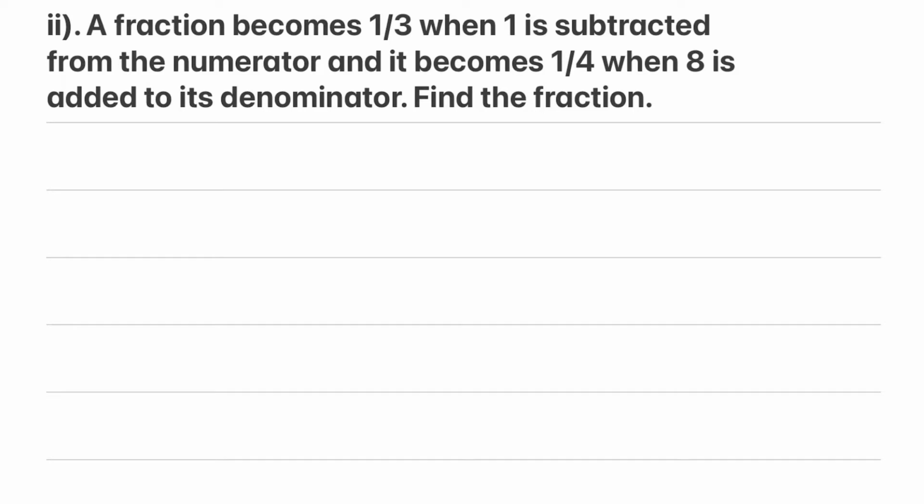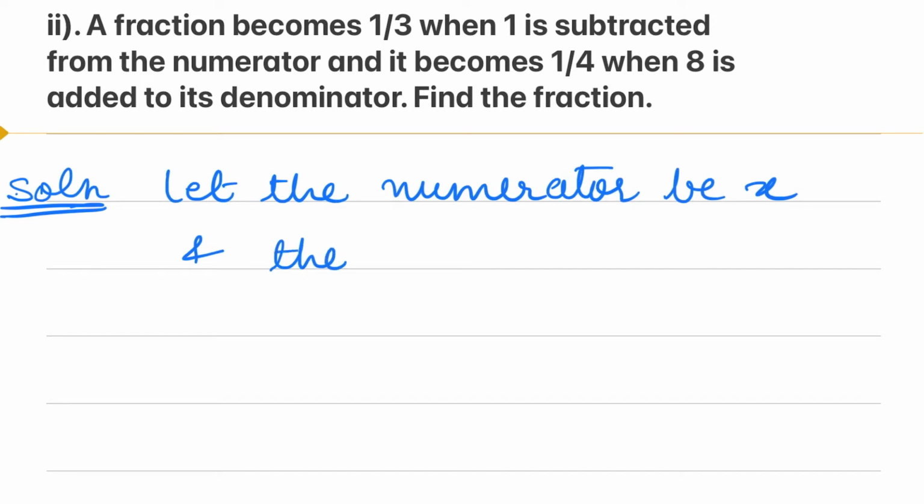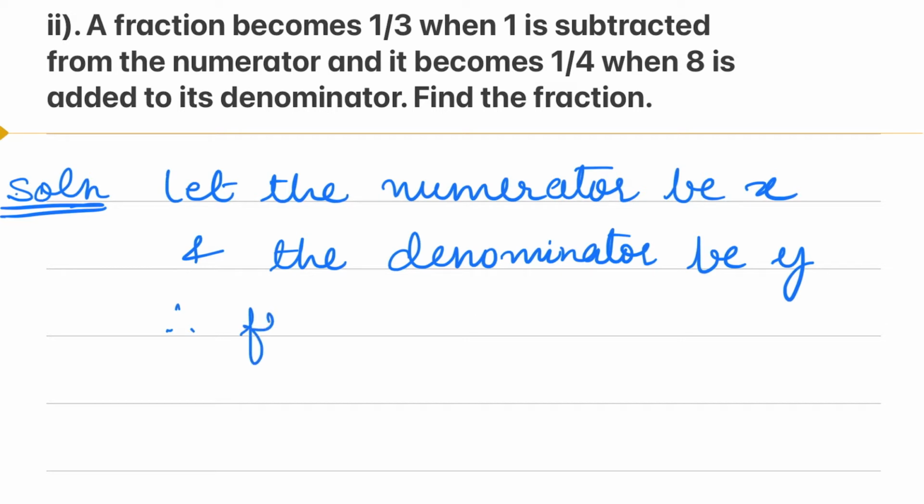Second part, it says a fraction becomes 1 by 3 when 1 is subtracted from the numerator, and it becomes 1 by 4 when 8 is added to the denominator. Find the fraction. Let the numerator be x and the denominator be y. So therefore the fraction is x by y.